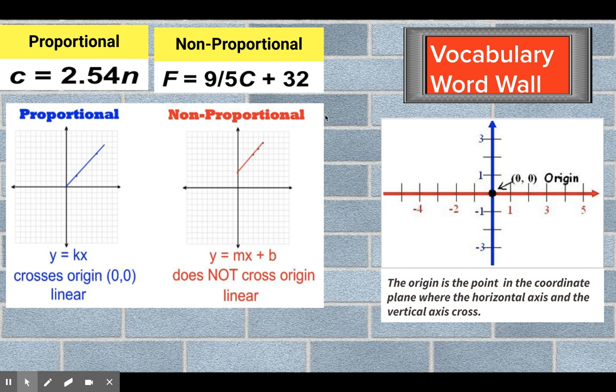So here's another word wall that just gives us an example of when something is proportional. Remember, y equals kx crosses through the origin 0, comma 0. And y equals mx plus b, we don't need to worry about that just now, but this is non-proportional because it does not cross the origin at all. And remember, the origin is that point 0, comma 0.